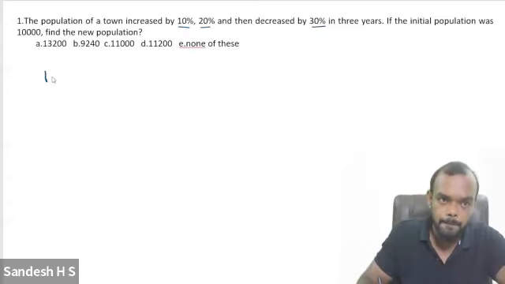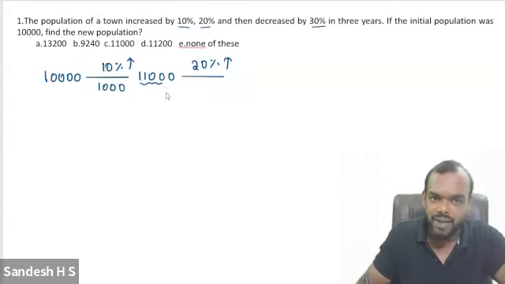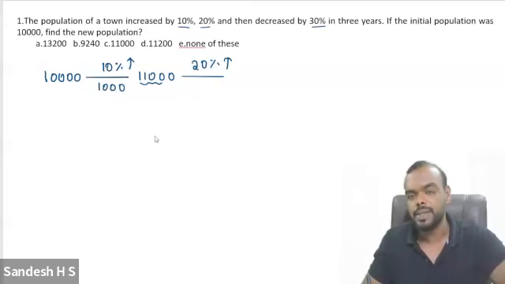Observe here. I'll start with the 10,000. Increase it by 10%. 10% of 10,000 is 1,000. When it is increased by 1,000, that becomes 11,000. Next year, it is increased by 20%. We know 10% is 1,100. What will be 20%, guys? Quickly, what will be 20% of 11,000?